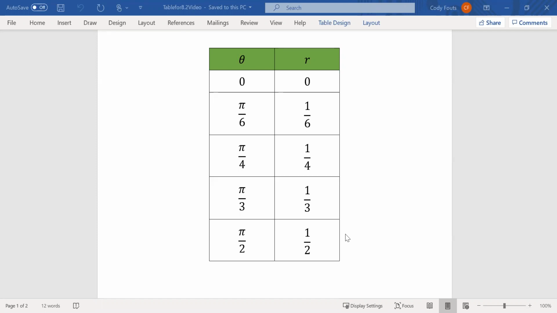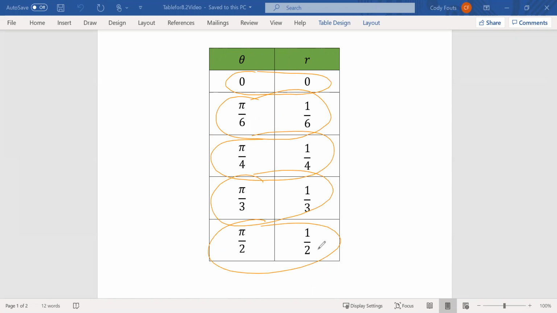Notice, again, as we mentioned, the theta values here are the inputs, the r values are the outputs. And you can see the coordinate pairs we have. So we have the point 0, 0, pi over 6, 1/6, pi over 4, 1/4, pi over 3, 1/3, pi over 2, 1/2, and so on and so forth.